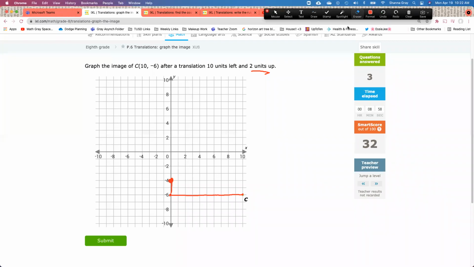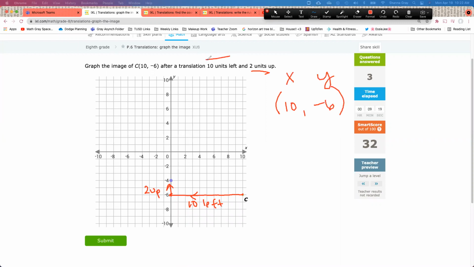So I think if I erase that pen I just drew over it, you'll be able to see it. So this was 10 left, right? Because I went that way, and then 2 up because I went here. If I look at that as numerical, so here's my original point. So my X is here, my Y is here.